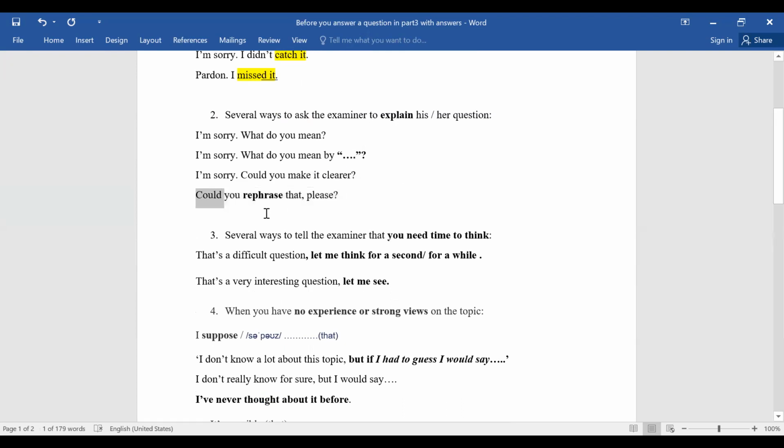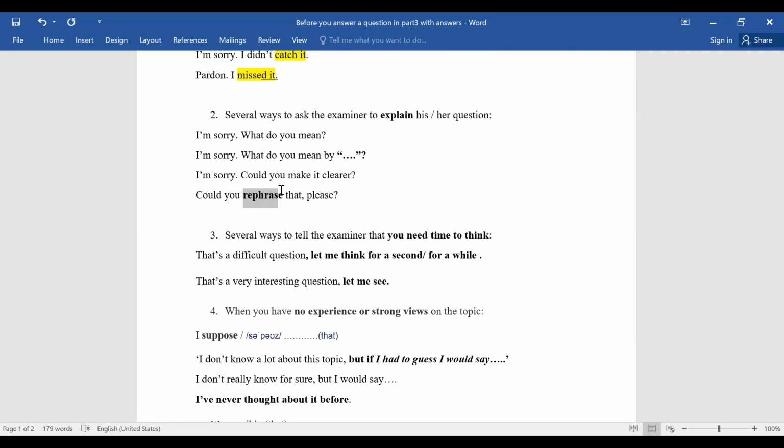Don't speak too fast, because if you speak too fast, you may forget the ending sound here. Could you rephrase that, please? Rephrase means to say something in another way so that you can understand it. Could you rephrase that, please? Could you make it clearer? I'm sorry, what do you mean?